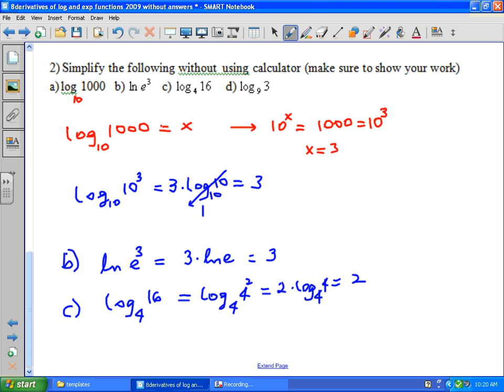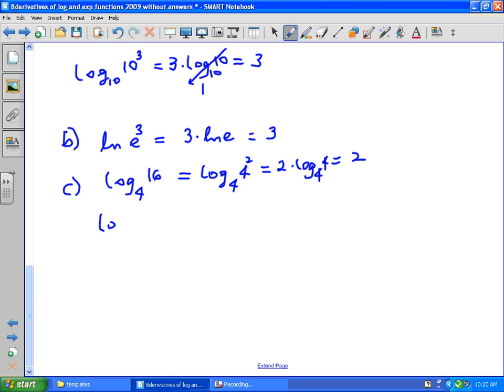How could I do the same question on the calculator? Log base 4 of 16. There is no log base 4 key in my calculator, right? So what should I do? I should convert it to another base, say base 10. How would you write the same question with base 10 so I can check it on the calculator? Exactly, log 16 over log 4.